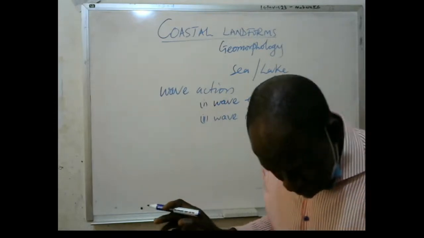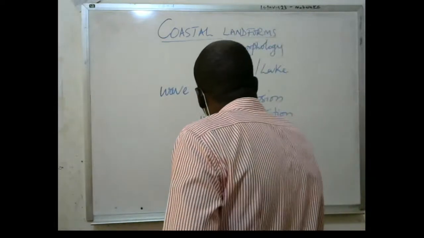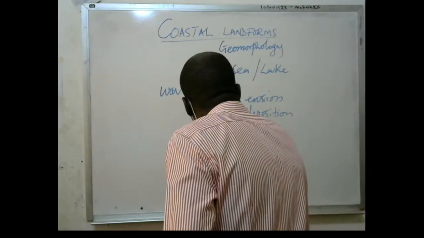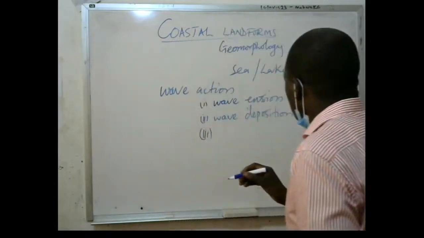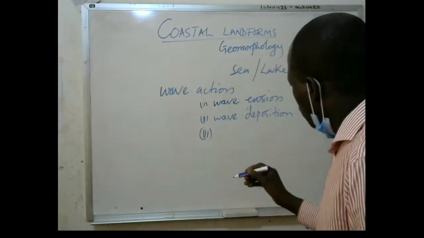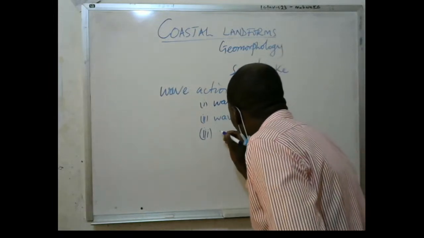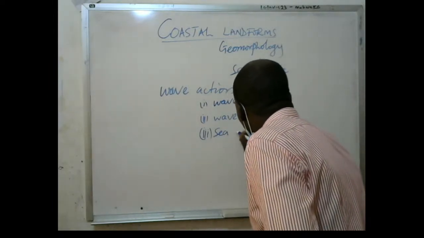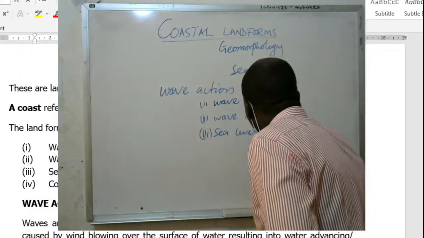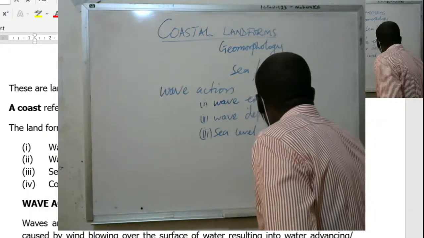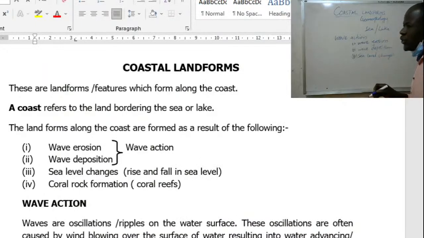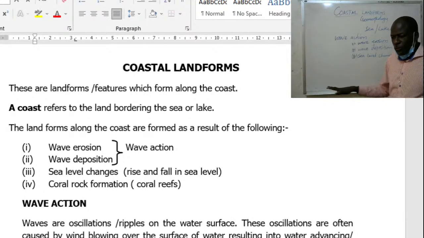Then the other category 3 that we shall look at, category of landforms that form along the coast, are those that form as a result of what we are going to call sea level changes. Sea level changes mean variations, the rise and fall in the level of water within the lake or the sea in relation to the coast. Because there are times when water levels rise.